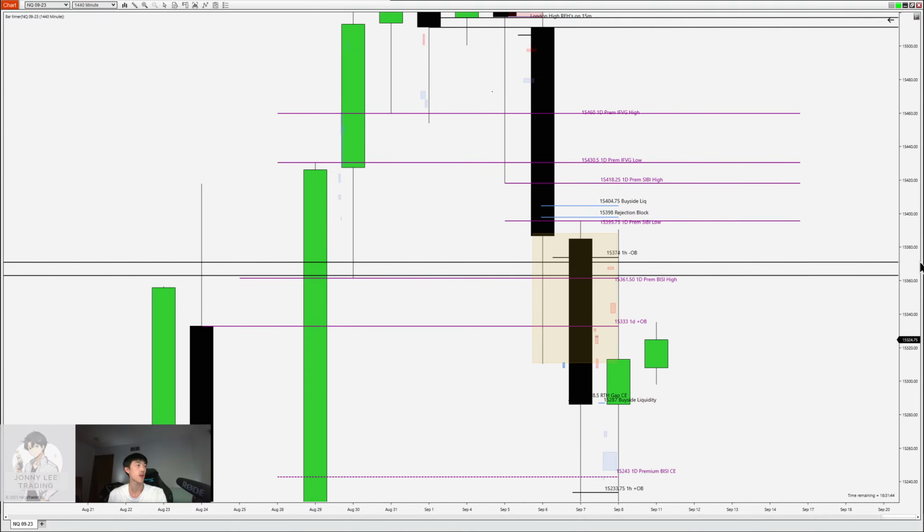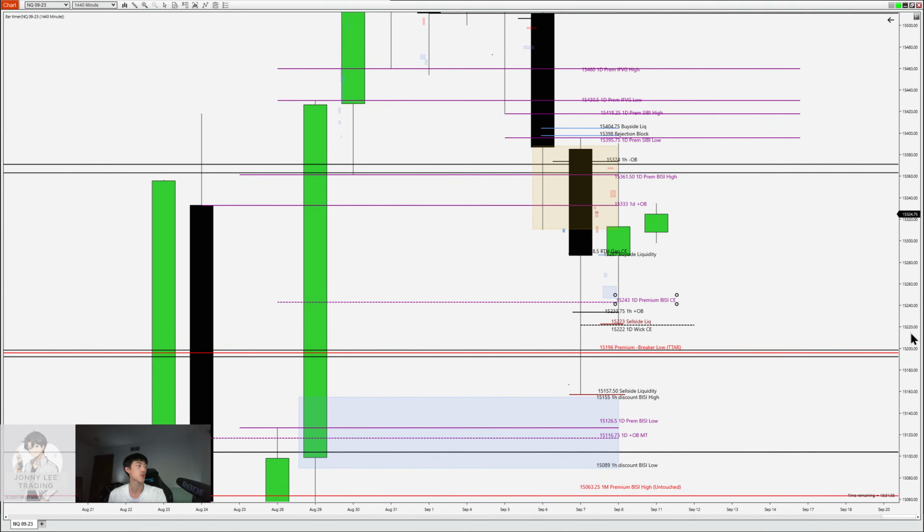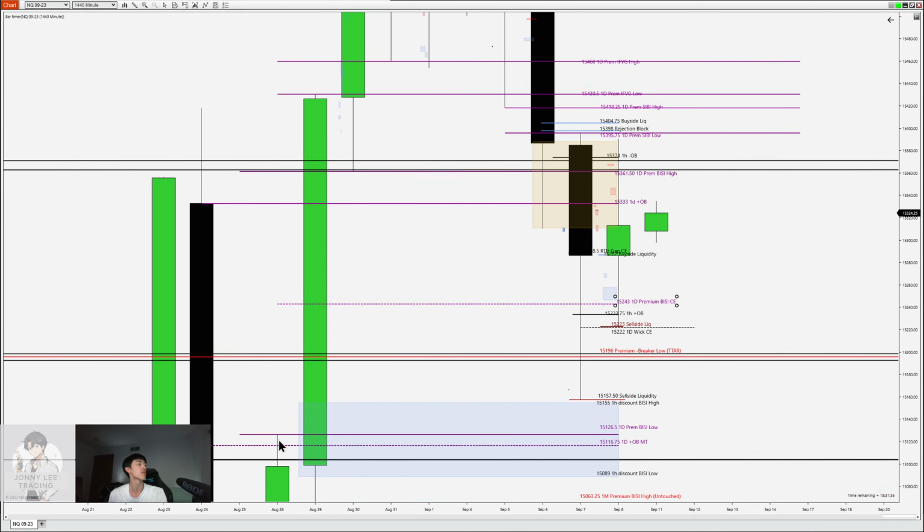And after that, we traded down, down, down. We had a premium 1 day BISI, consequent encroachment. So the midpoint of it, basically, from this low to this high, what was the midpoint? 15,243. So we ended up trading way down here. We didn't fill out that entire BISI, but we traded back up. We traded back up, and we never saw a candle respect this premium BISI equal, like, midpoint, the consequent encroachment.